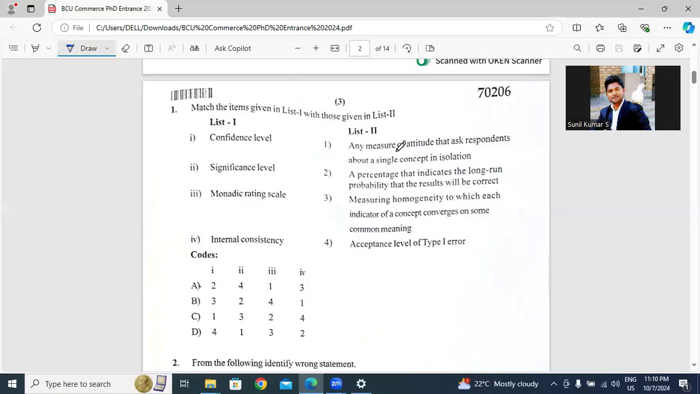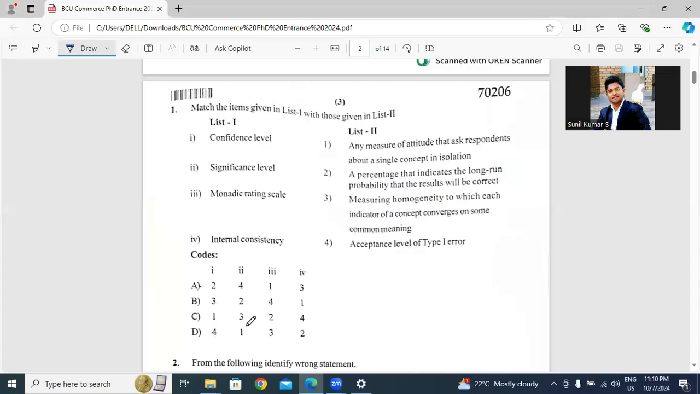And here we have the meanings. Any measure of attitude that asks respondents about a single concept in isolation. A percentage that indicates the long run probability that the results will be correct. Measuring homogeneity to which each indicator of a concept converges on some common meaning. Accept the level of type 1 error. These are the meanings. Now, seeing all these terms and meanings, the codes are given as A, B, C, D.